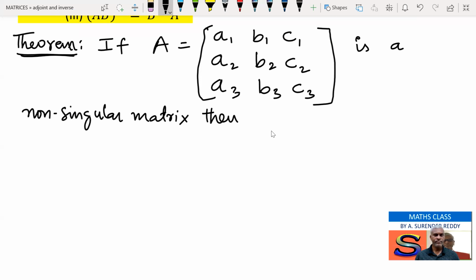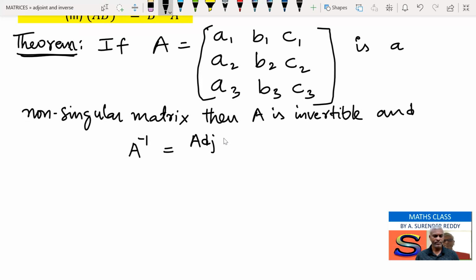then A is invertible, and A inverse is equal to adjoint A by det A. Adjoint A by det A. This is a very, very important theorem.